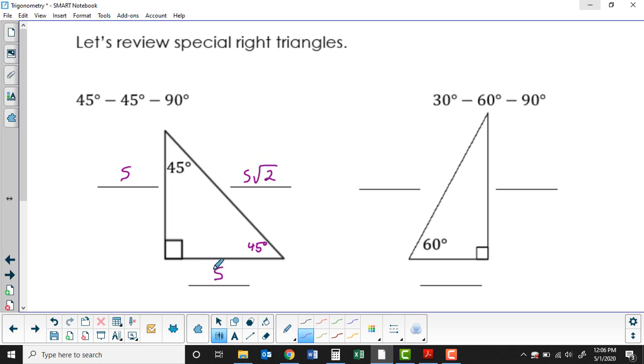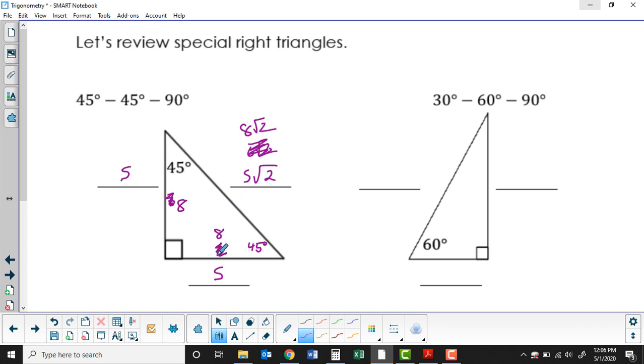So if this side over here was, let's say, 6, this side over here would be 6, this side over here would be 6 square root of 2. If this side over here were 8, then this side over here would be 8, and this side over here would be 8 square root of 2. So basically, to go from the leg to the hypotenuse on a 45, 45, 90 triangle, you're multiplying times the square root of 2.